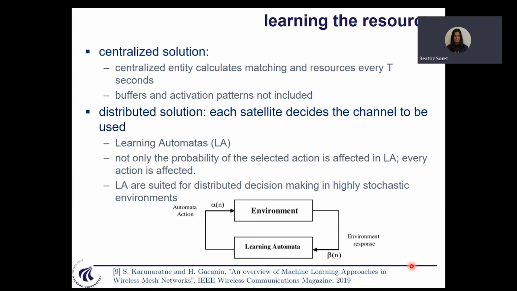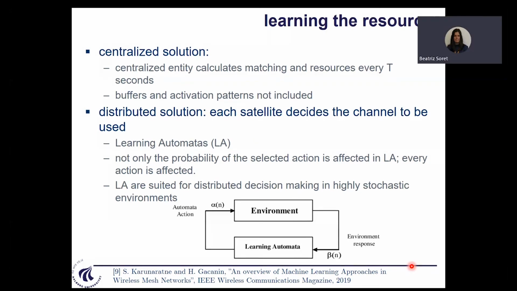And the next step would be to look at a distributed solution where each satellite has to decide the channel to be used, and ideally communicating as little as possible, because having feedback and so on in this kind of very dynamic links is challenging.